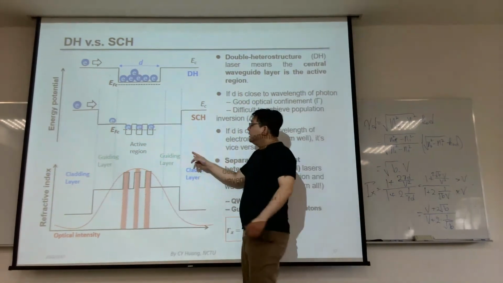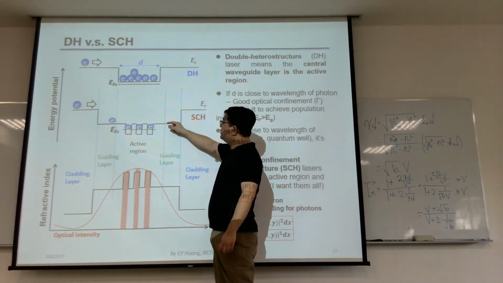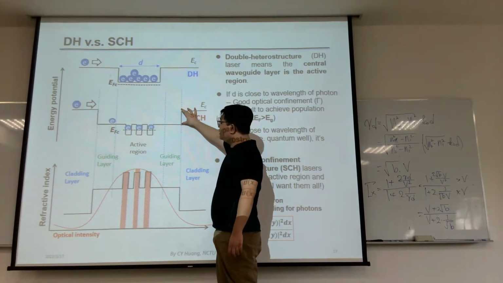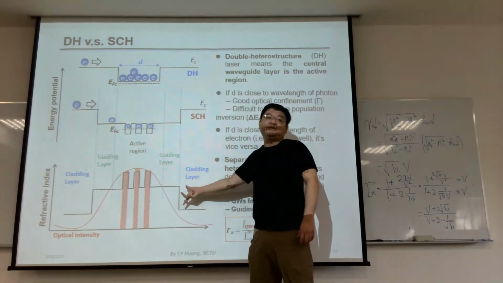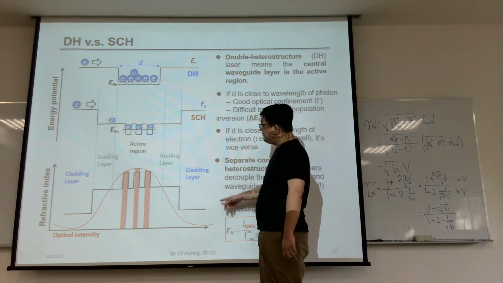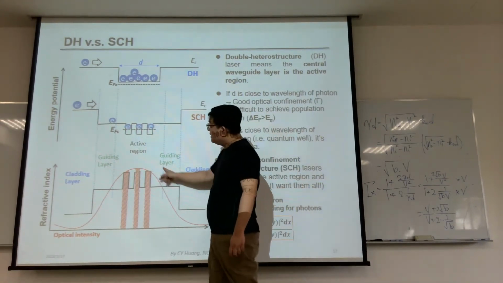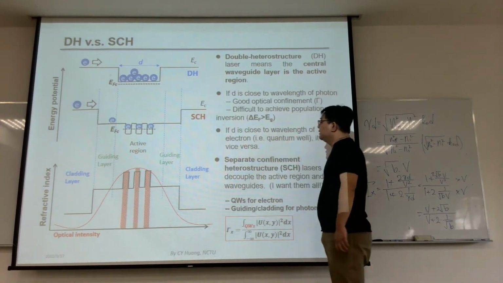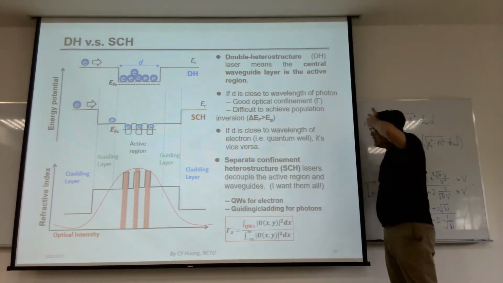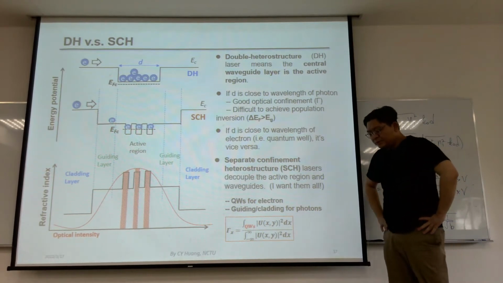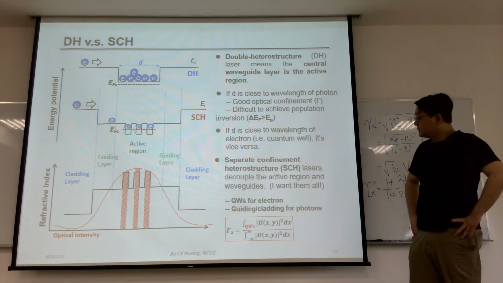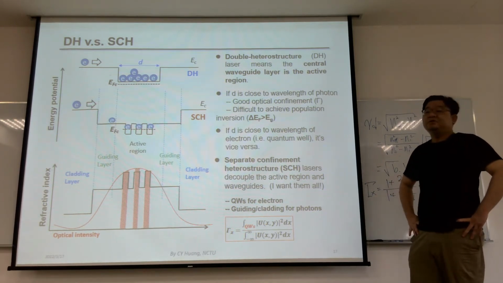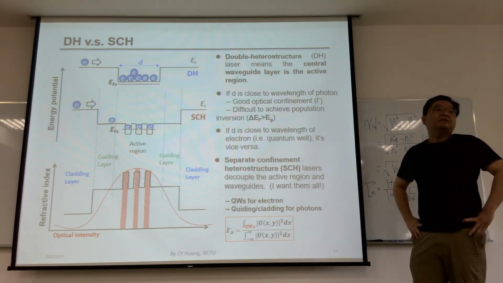Because you have a different material here and a different energy difference, that also gives you a different refractive index difference here. So you have another confinement structure called the guiding layer. So it is a good approach, if your processing allows, to build several confinement structures simultaneously for your electrons and the photons.